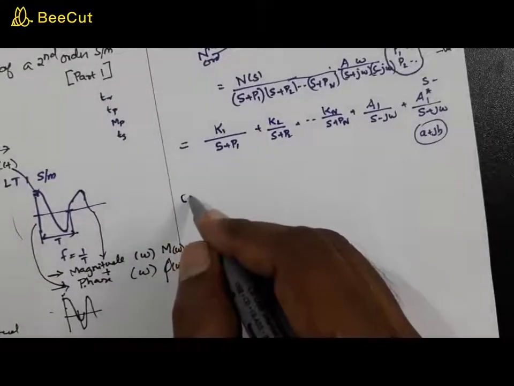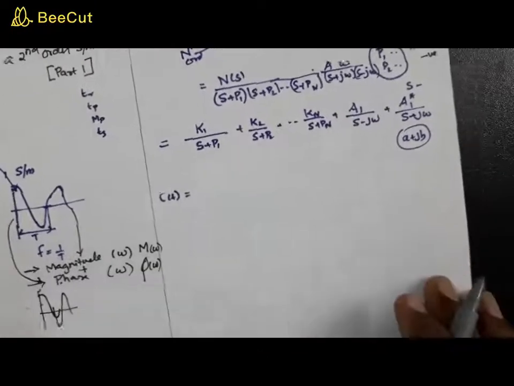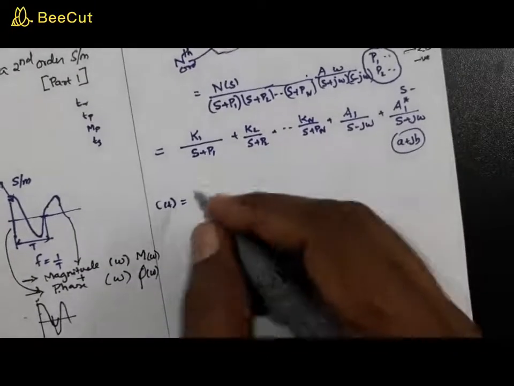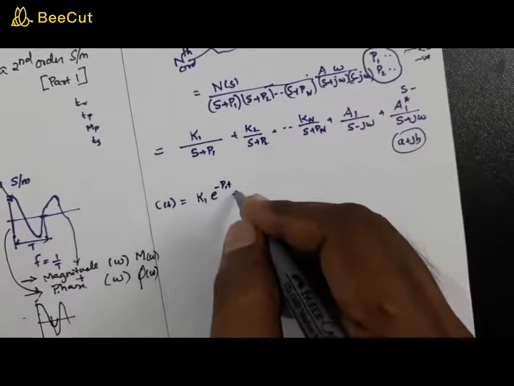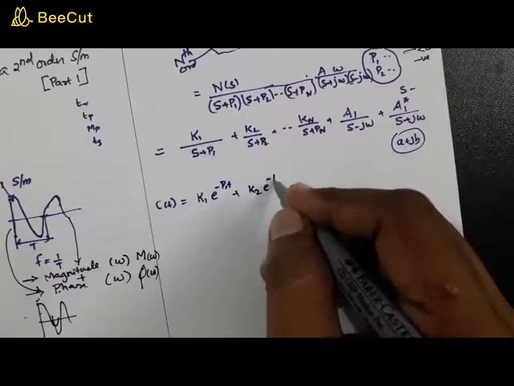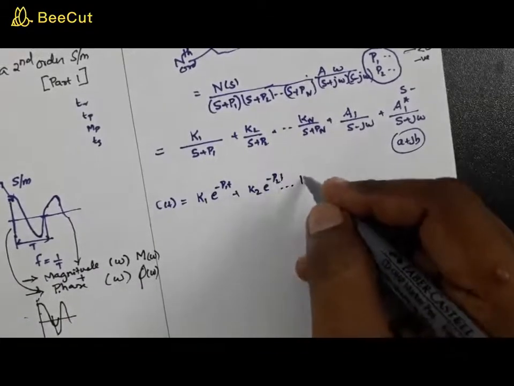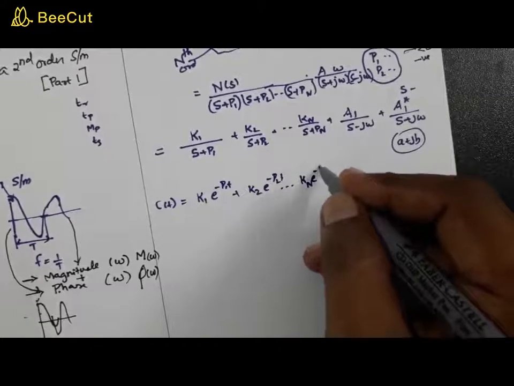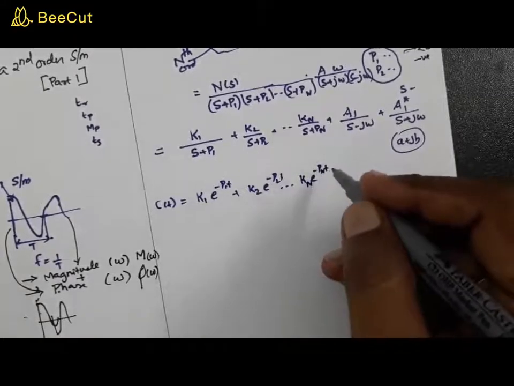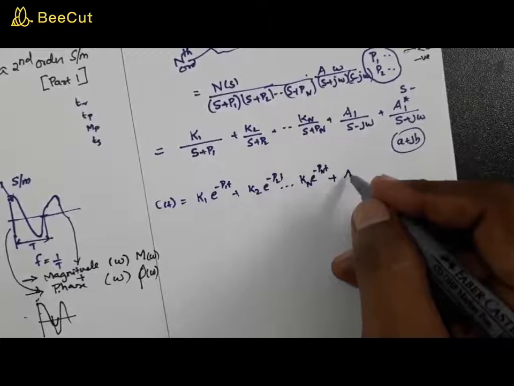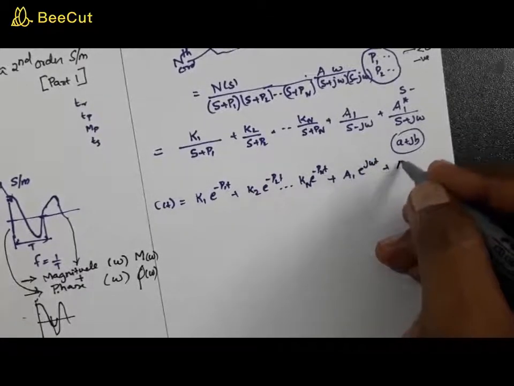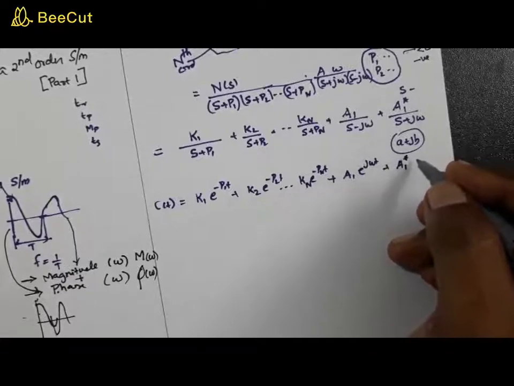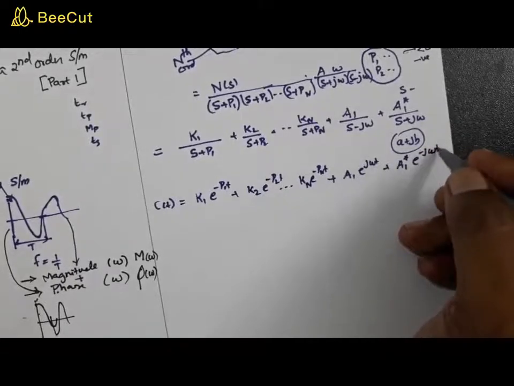Now what next? Next is to find the inverse of this. While finding the inverse, you will get k1 into e raised to minus p1t, plus k2 into e raised to minus p2t, etc., up to kn e raised to minus pnt, plus a1 into e raised to j omega t, plus a1 star into e raised to minus j omega t.